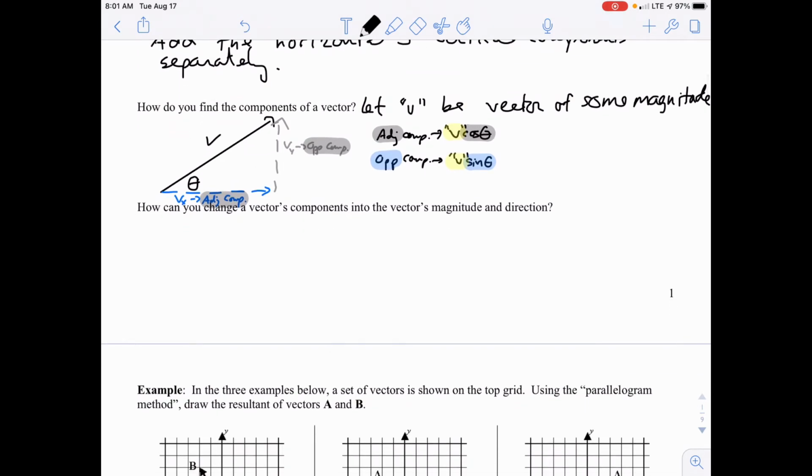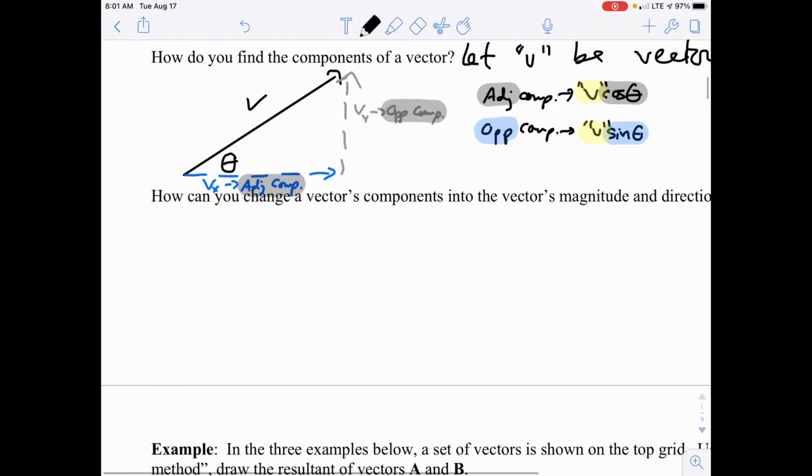How do you change a vector's components into magnitude and direction? Well, it's going the opposite way. So in other words, this would be if you had the components. So let's say we have the components now.